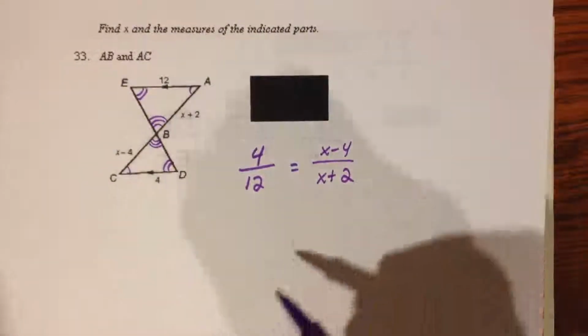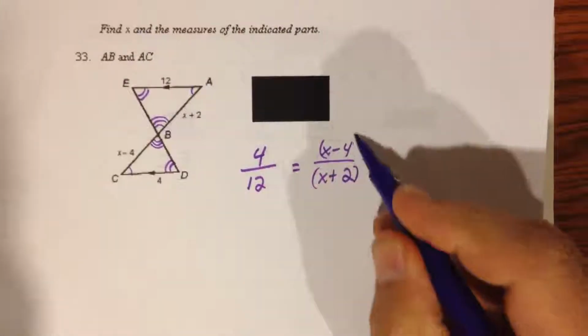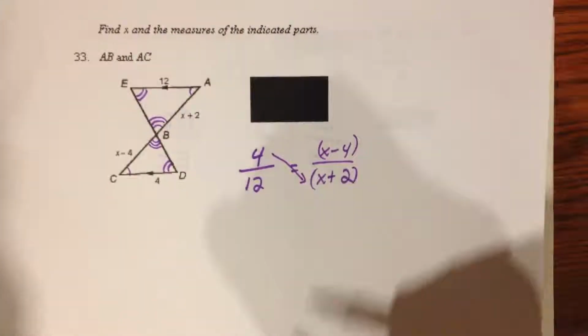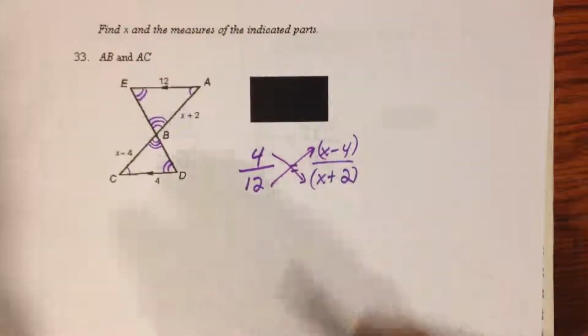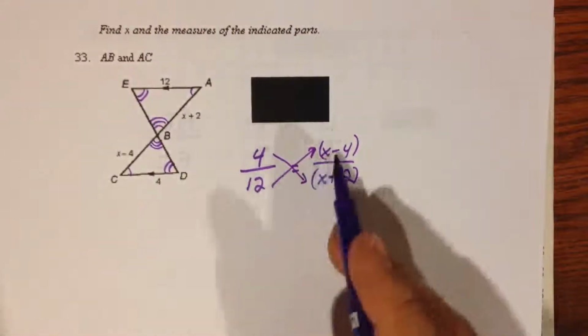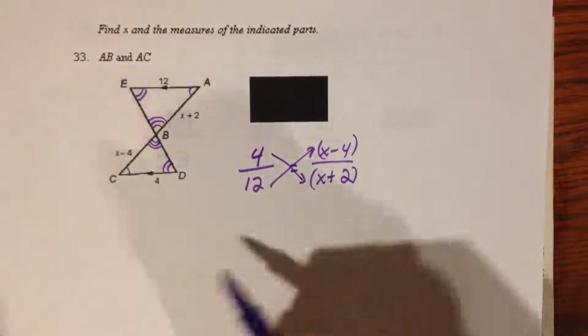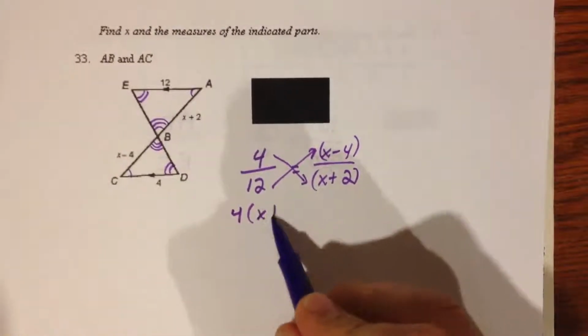And now I need to cross multiply. And when I cross multiply, I'm going to do 4 times that whole quantity. I'm going to distribute the 12, and then same thing here, 12 times this whole quantity. It calls for distributive property.